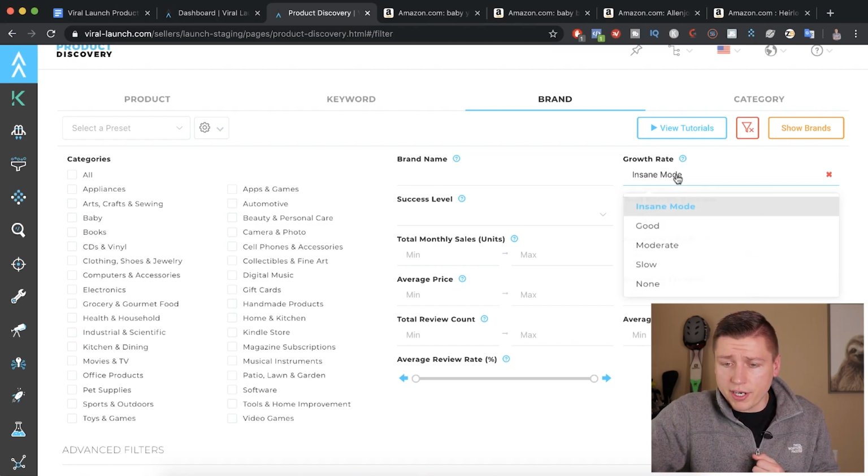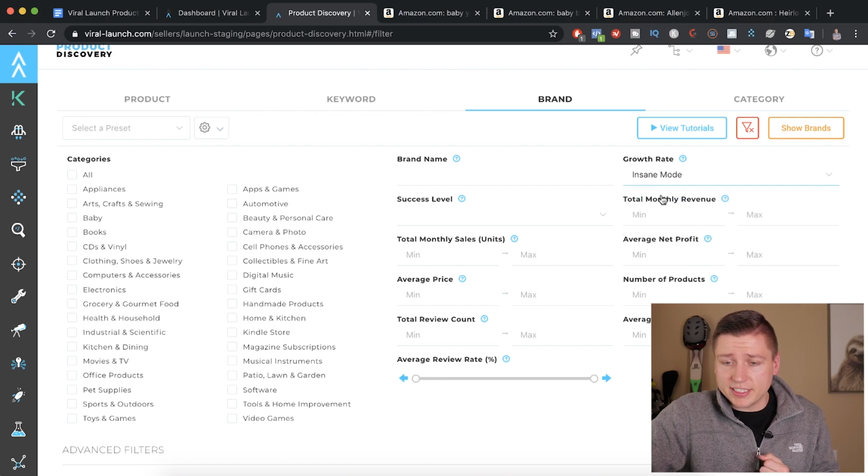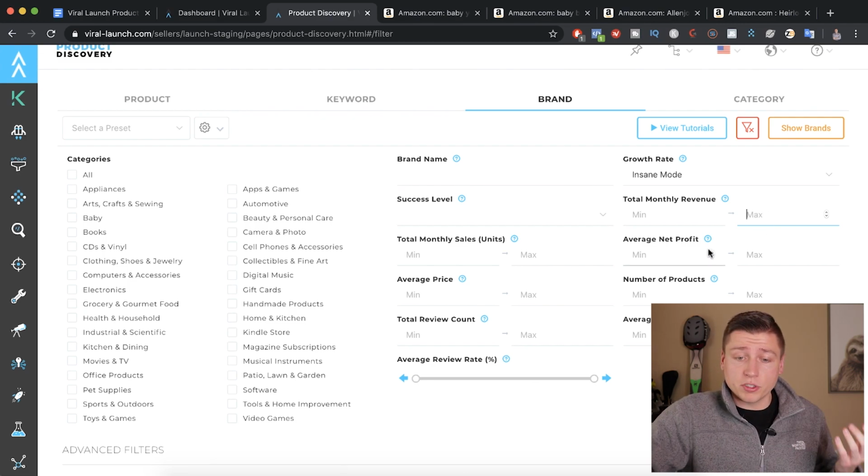So the first thing is growth rate, right, guys? I like to put insane mode right here because it's fun, but it's saying they're growing at a super high rate. We could do success level, total monthly revenue. Again, just make sure you understand that this is total monthly revenue as a whole brand, so not just a product. So these numbers are going to be massive. If you want to find a brand that's doing max 1 million, that's pretty realistic, okay? But we're going to leave this blank just to show you guys the most broad example.